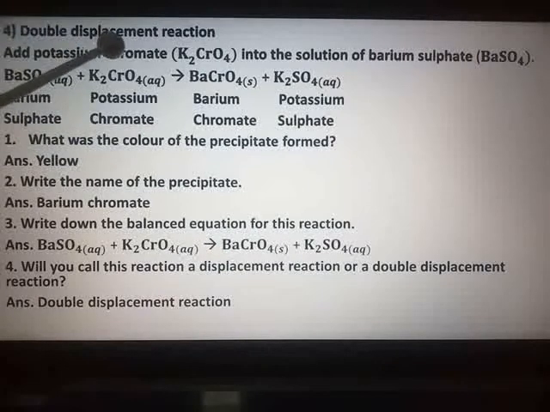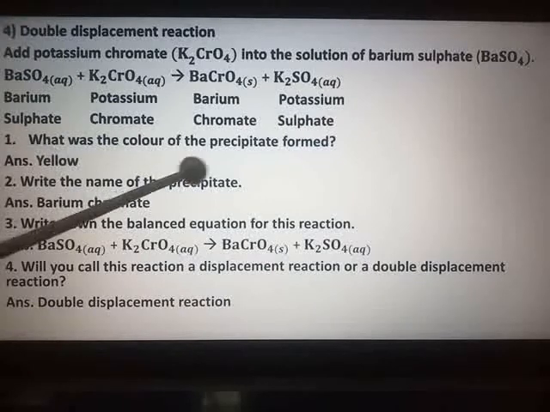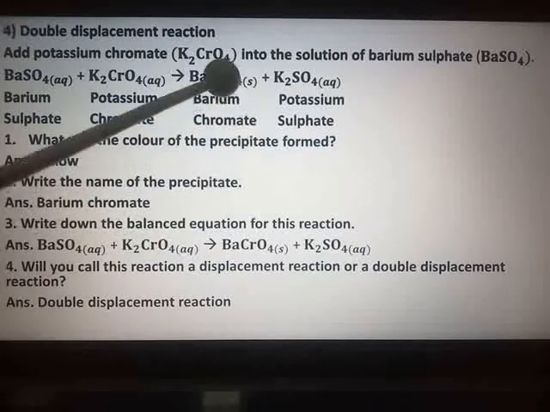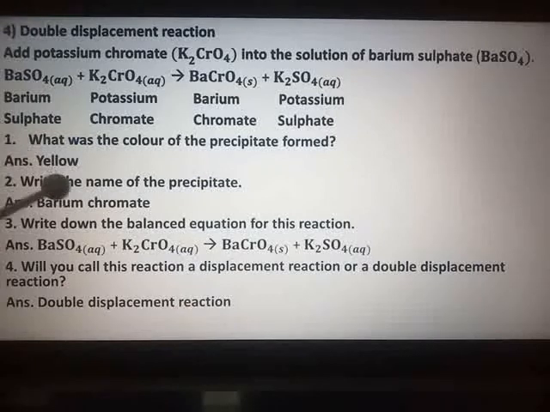Add potassium chromate into the solution of barium sulfate. Stir the solution and answer the following questions. First will be what was the color of the precipitate, write the name of the precipitate, then write down the balanced equation and then whether you call this a displacement or double displacement. So this 1 and 2 they can combine and they can prepare one question. This can be number 2 and number 3 they can ask under 3 marks.